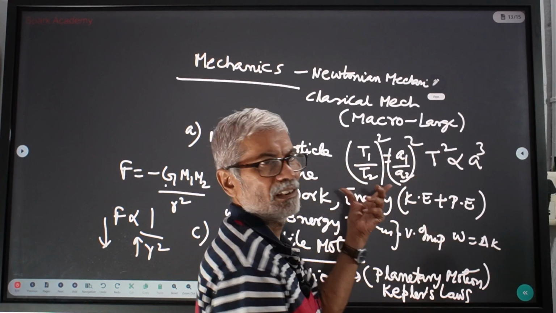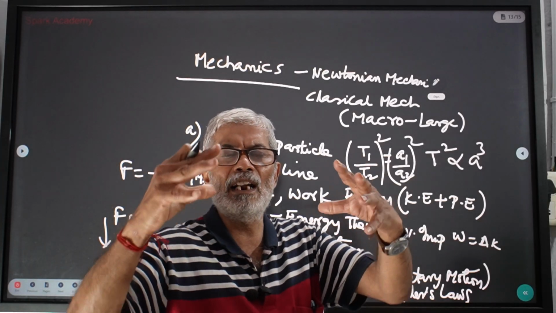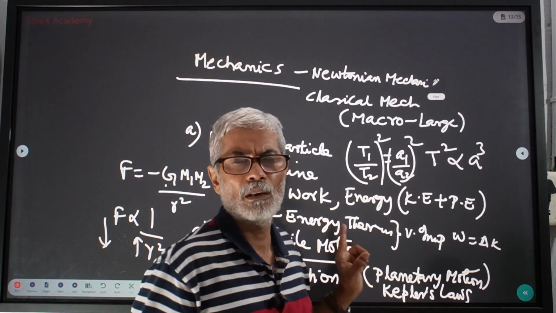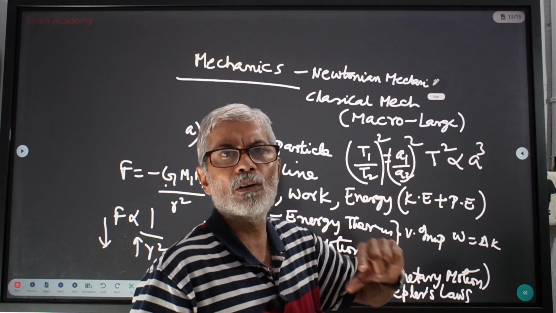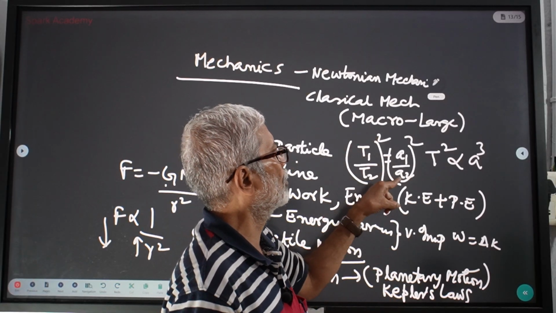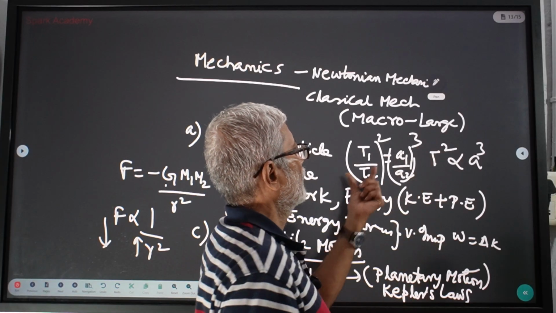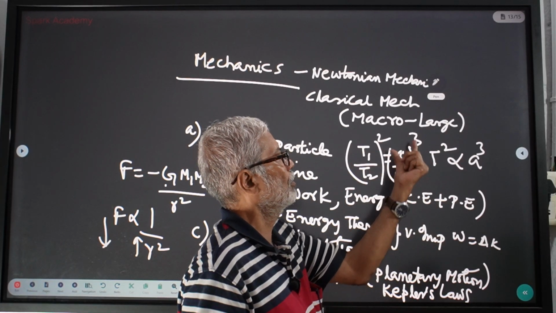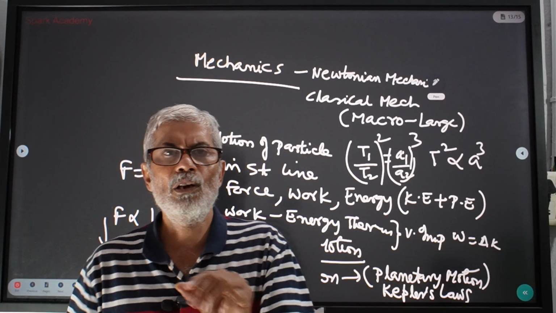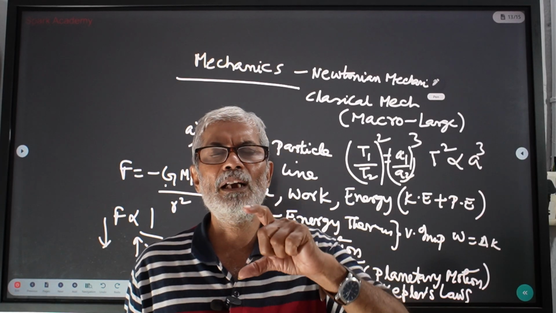As a NEET student, you need not see the derivation, as it will be big. You just need to remember this formula. You can invert it: T2 by T1 whole square is equal to A2 by A1 whole cube. Time period square is proportional to A cube, where A is nothing but your semi-major axis. You know, in an ellipse, 2A is the major axis and 2B is the minor axis.